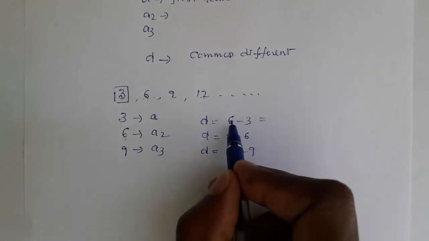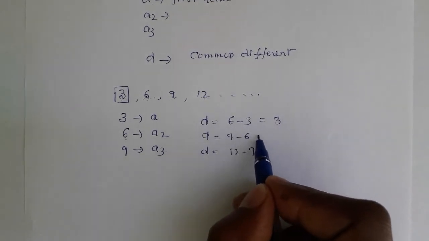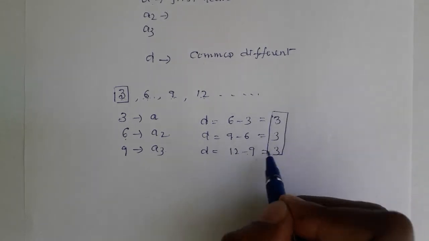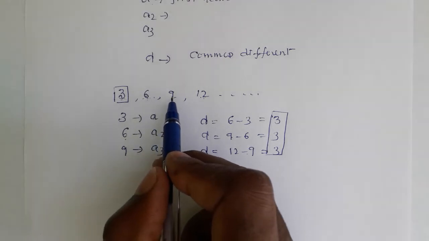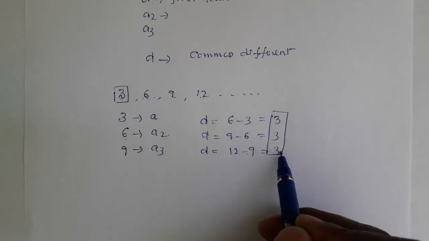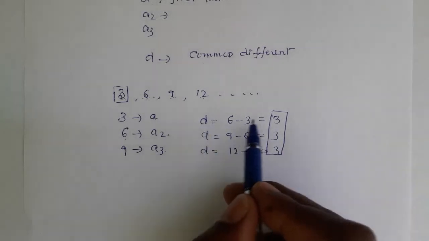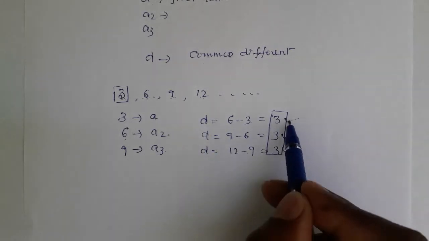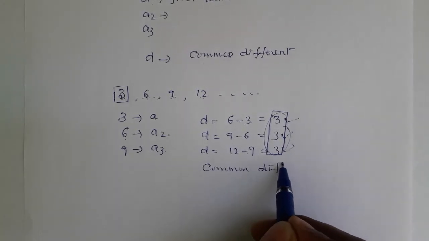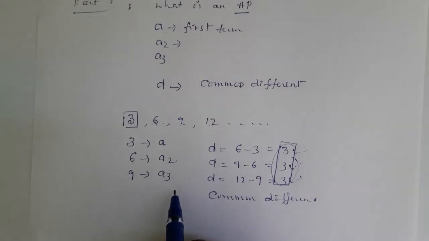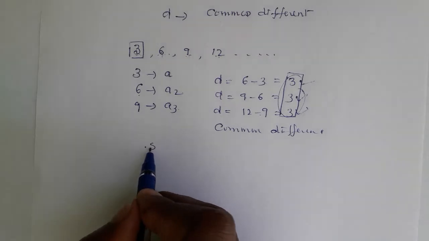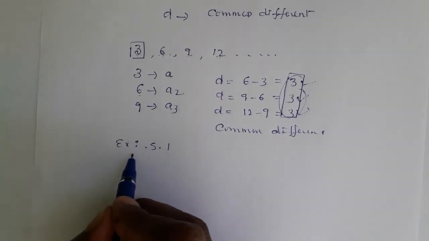Now we see 6 minus 3 is 3, 9 minus 6 is 3, 12 minus 9 is 3. So we are getting the same difference. That means the difference between two successive numbers in this progression is maintained the same. That's why this 3 is called not only a difference, but the common difference, because the difference is the same throughout. So using this common difference and first term, in the last class exercise 5.1 was completed.